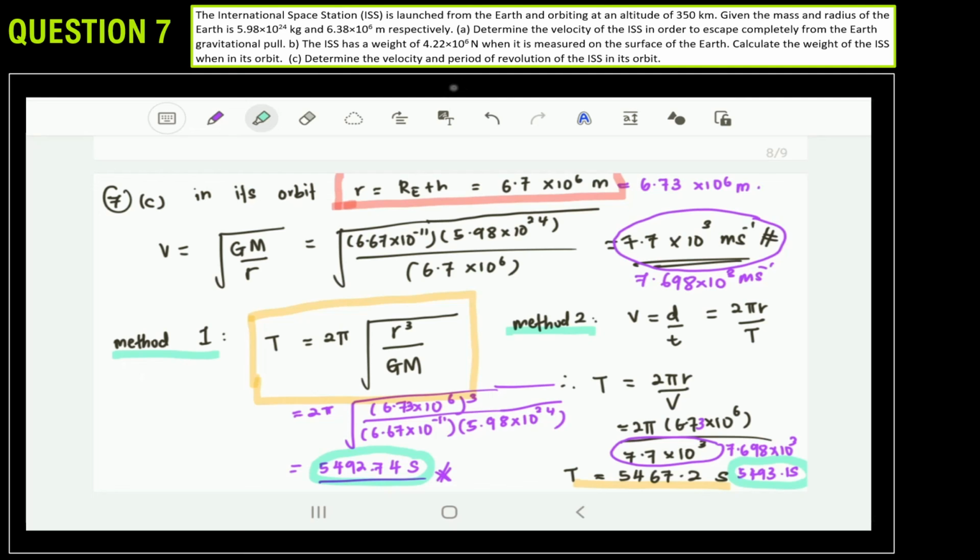Alright, so we finish question number 7. Let's move to question number 8.